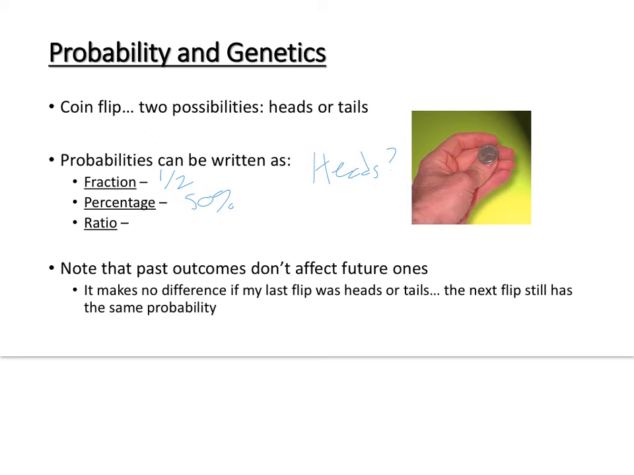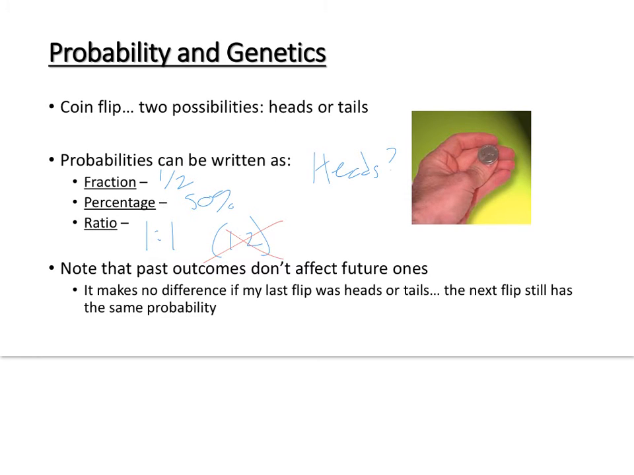Now, a ratio is where students sometimes struggle a little bit. If we write this as a ratio, the ratio is actually 1 to 1 for a coin flip. In other words, for every time it lands heads up, we would expect a time that it lands tails up. A lot of times people want to write this ratio as 1 to 2, because they're used to writing fractions. But this is not correct.